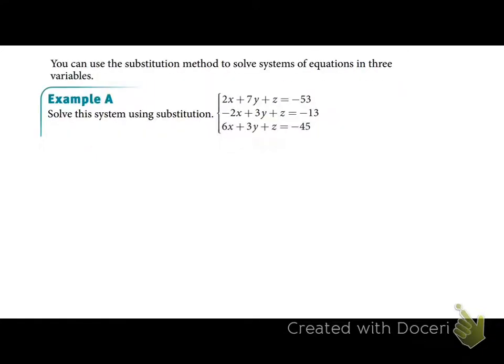So this is the first system that we are going to take a look at. You notice that we have three equations and we have three unknowns. We have the x, we have a y, and we have a z now. So like I said, we will be using the substitution method for this process. So we're going to go through steps in order to do this.